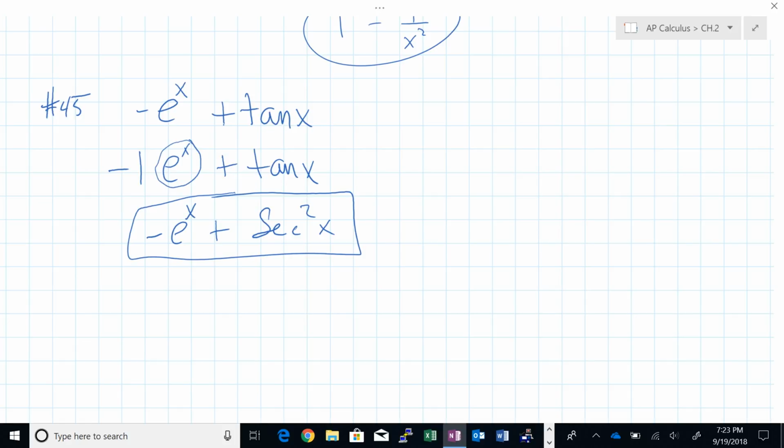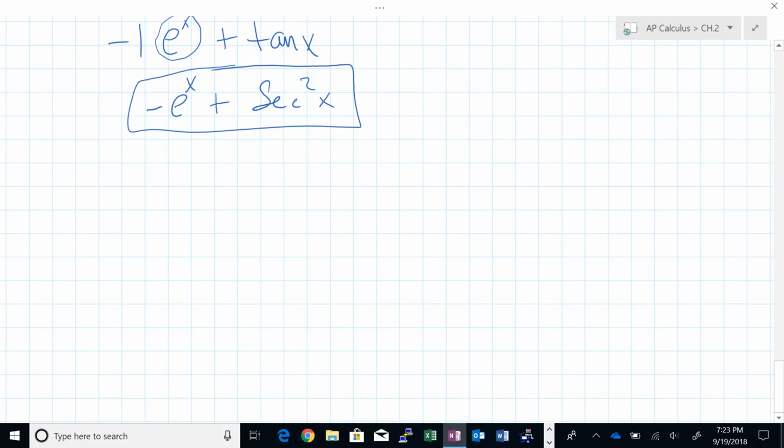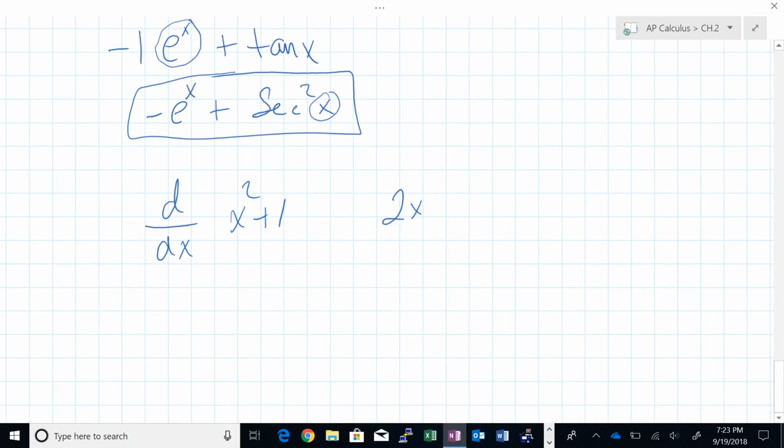The only other thing I want to mention that you want to be careful of is the variable that I use. Okay. If I ask for d/dx of x squared plus 1, that basically means I differentiate with respect to x. So that would be 2x. But if I say d/d theta of sine of theta, make sure you say cosine of theta, not cosine of x. Okay? So knowing what variable you're using is very important.